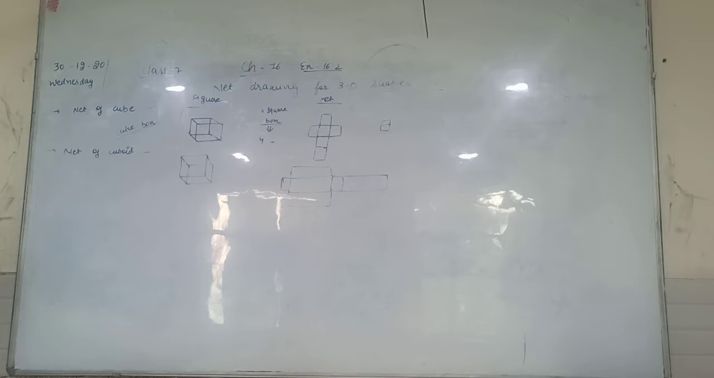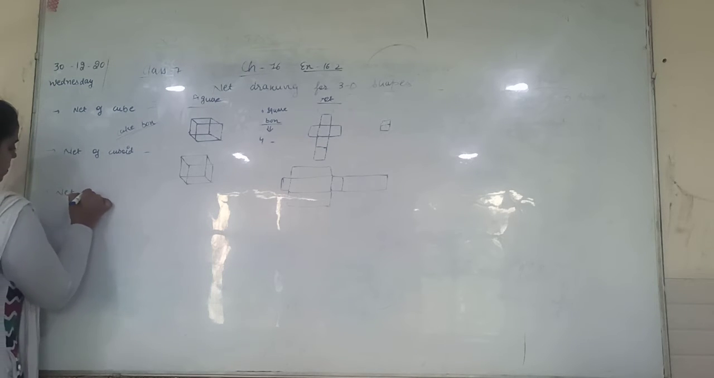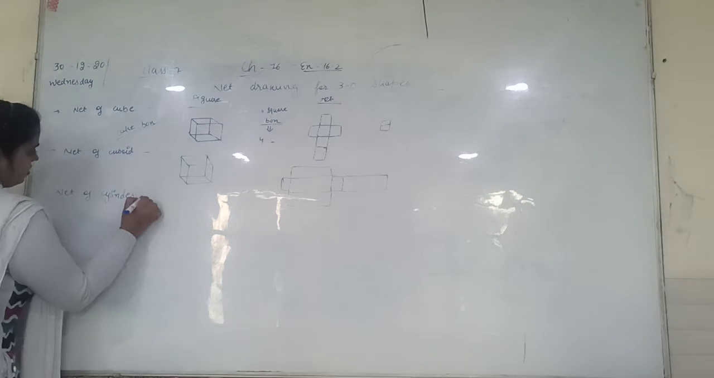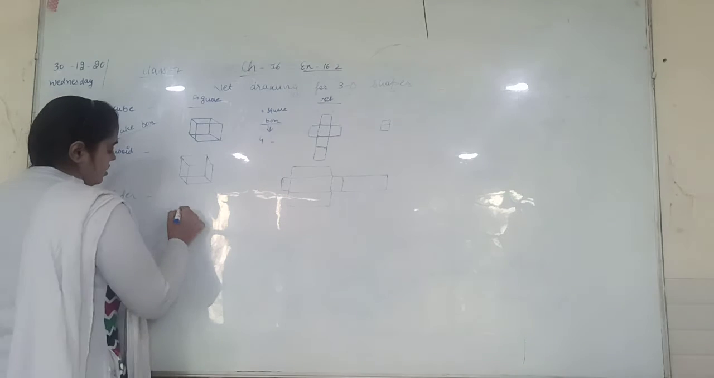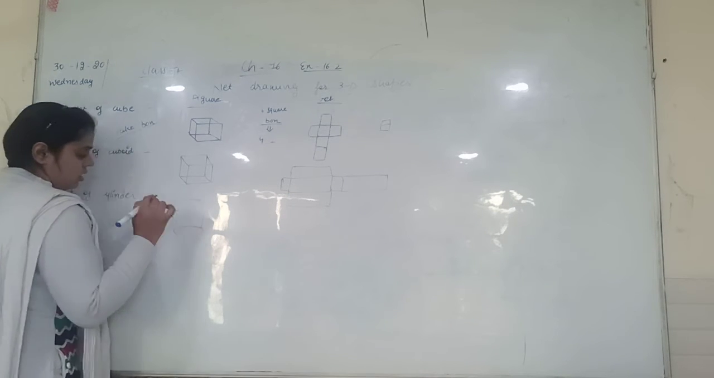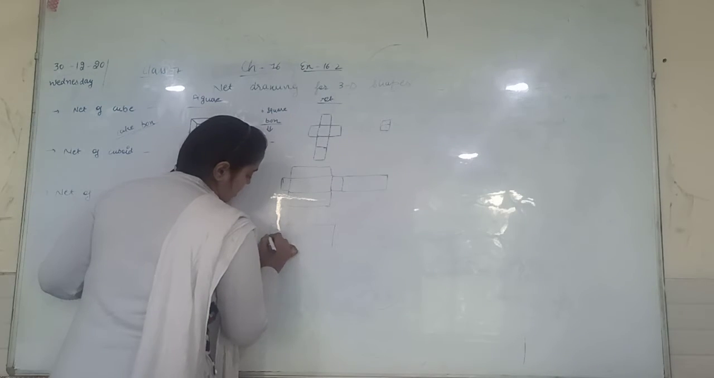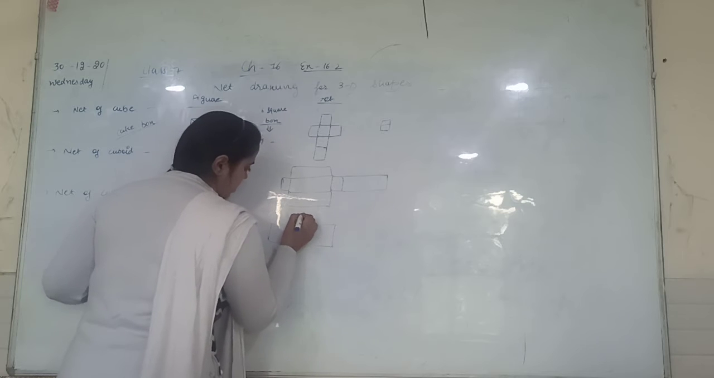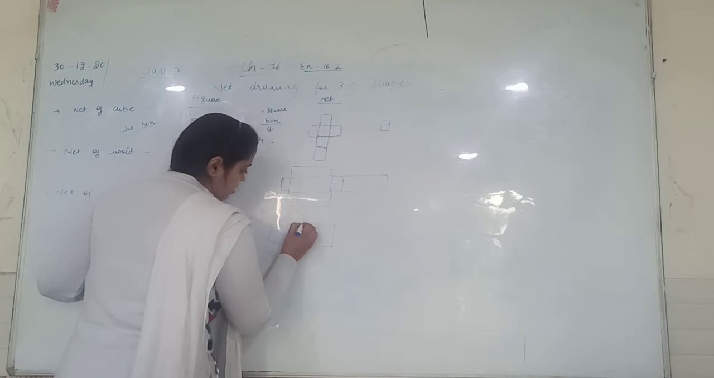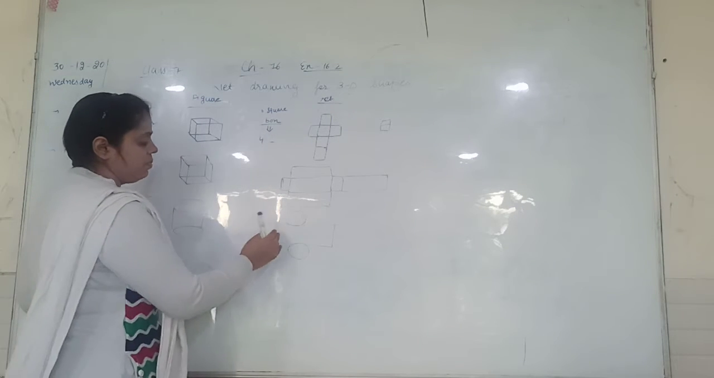Third one is the cylinder. And the net of a cylinder is very easy. The figure of a cylinder is like this. Same like this, the net is very easy. One rectangle figure and these circles. One for up, one for down.